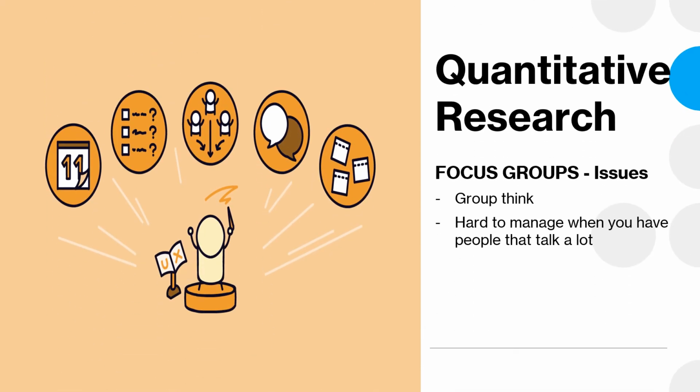But the disadvantage of focus groups is groupthink, and groupthink is basically when everybody starts behaving or saying something because somebody else has said it. So one person would say this, and then the rest of the group would be like, oh yeah, I didn't think of that, and stuff like that. So that's actually the disadvantage to these focus groups.